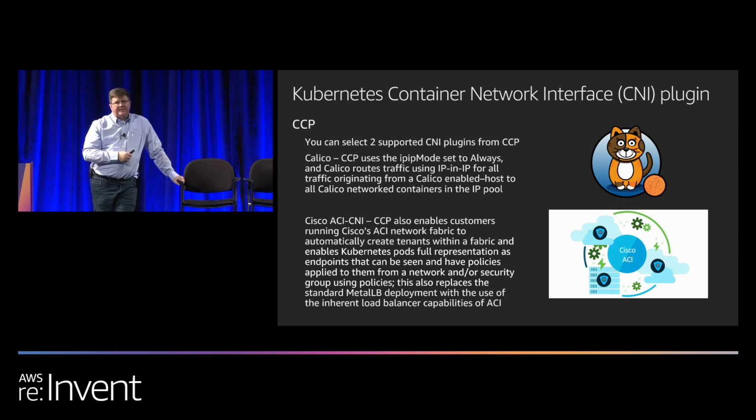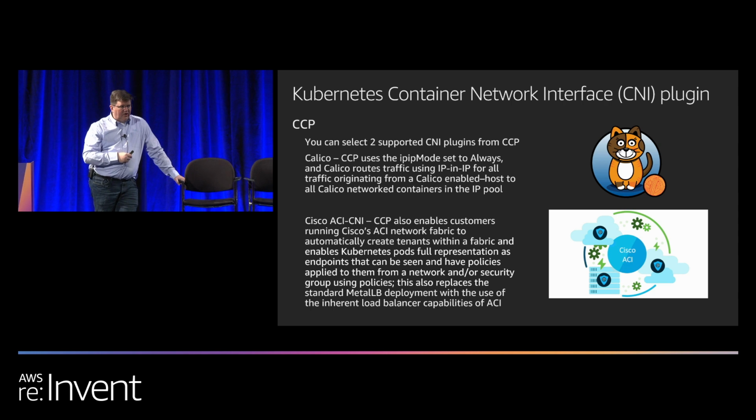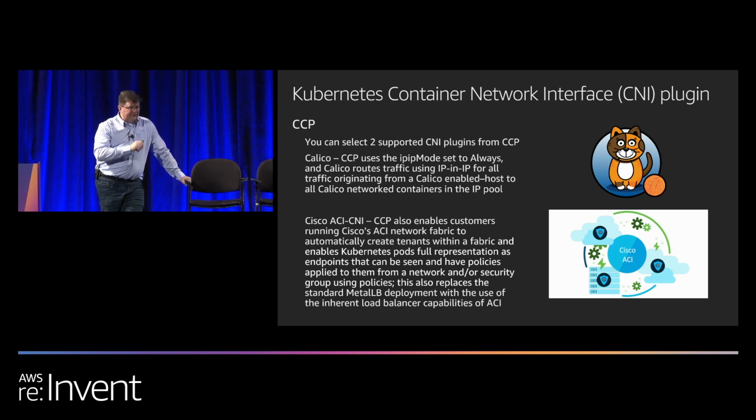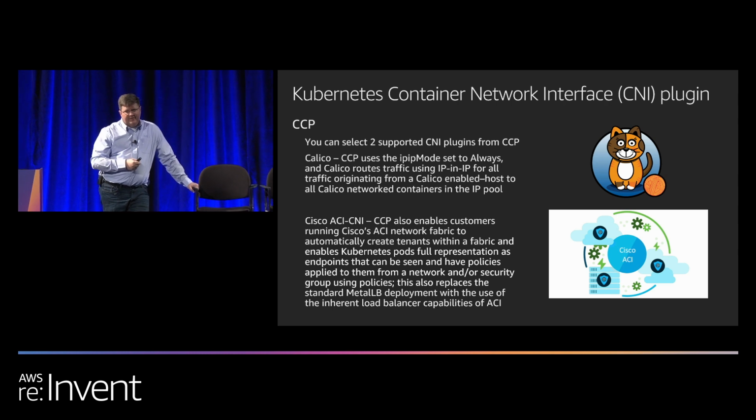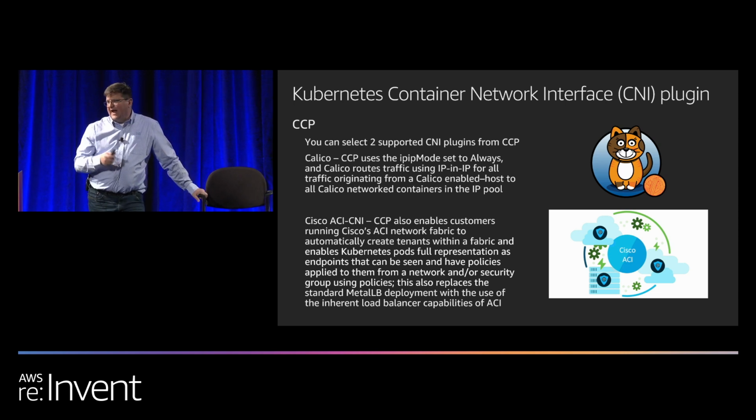So with CCP, we've given customers two different options. One is the Calico option, and Calico is a very widely accepted CNI plugin in the Kubernetes world, and we like it because it's very simple to use, and it uses IP over IP traffic. It also allows developers that write network policy in their Kubernetes clusters the ability to enforce security at that level.